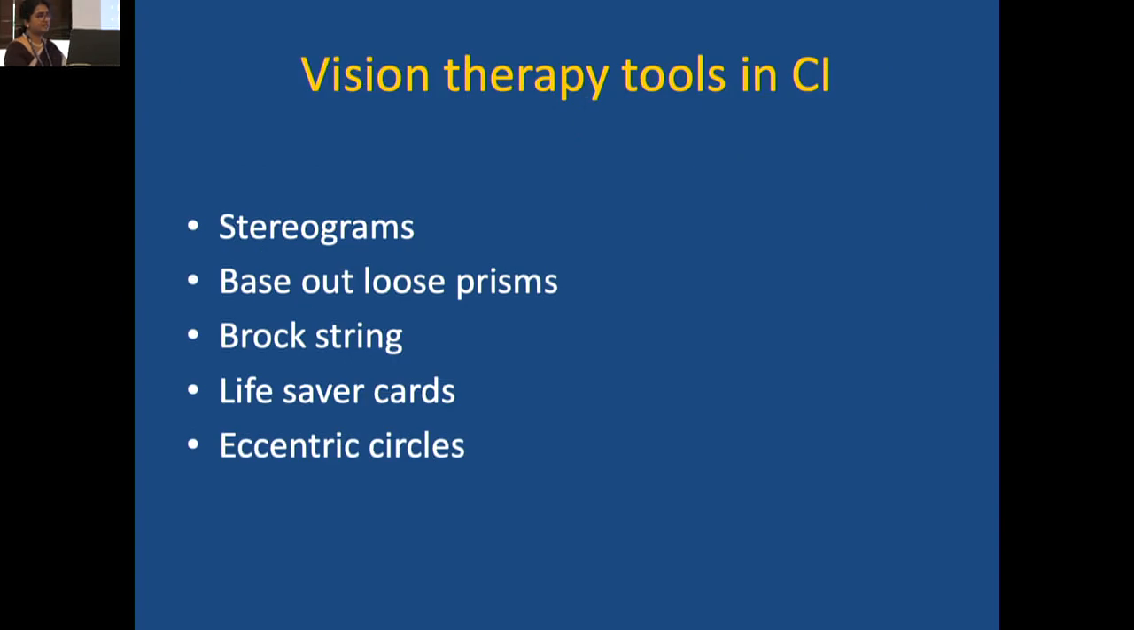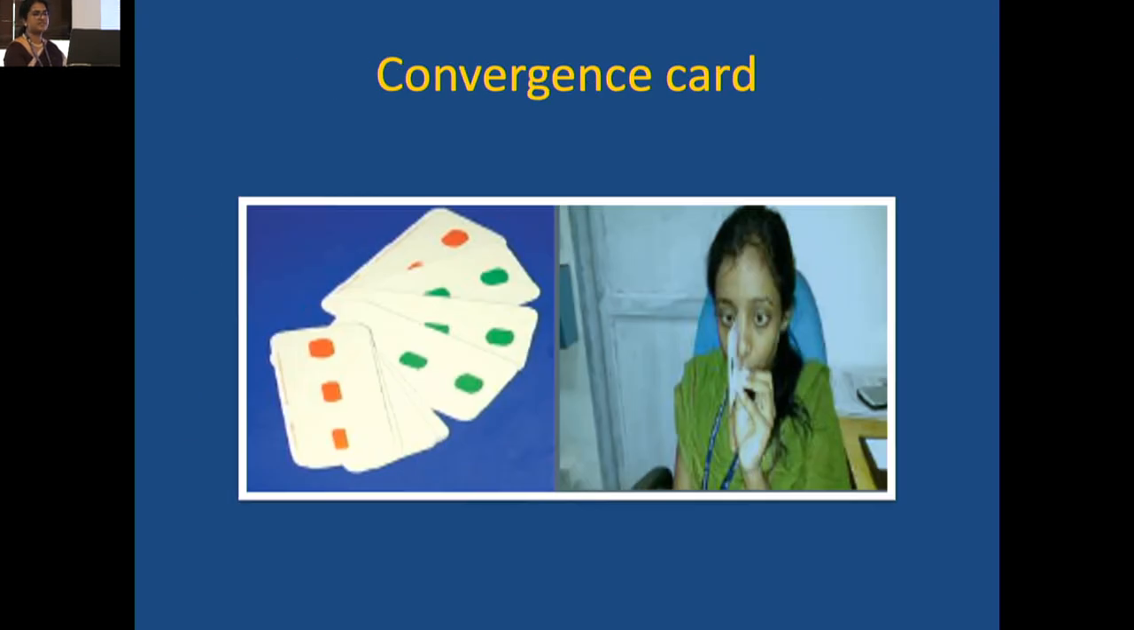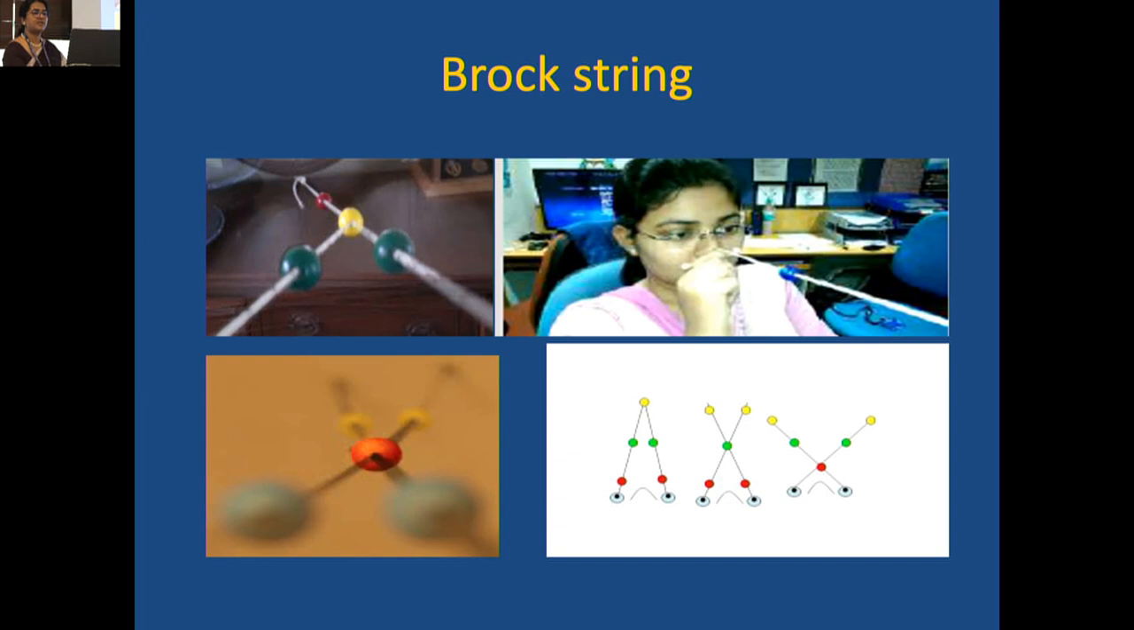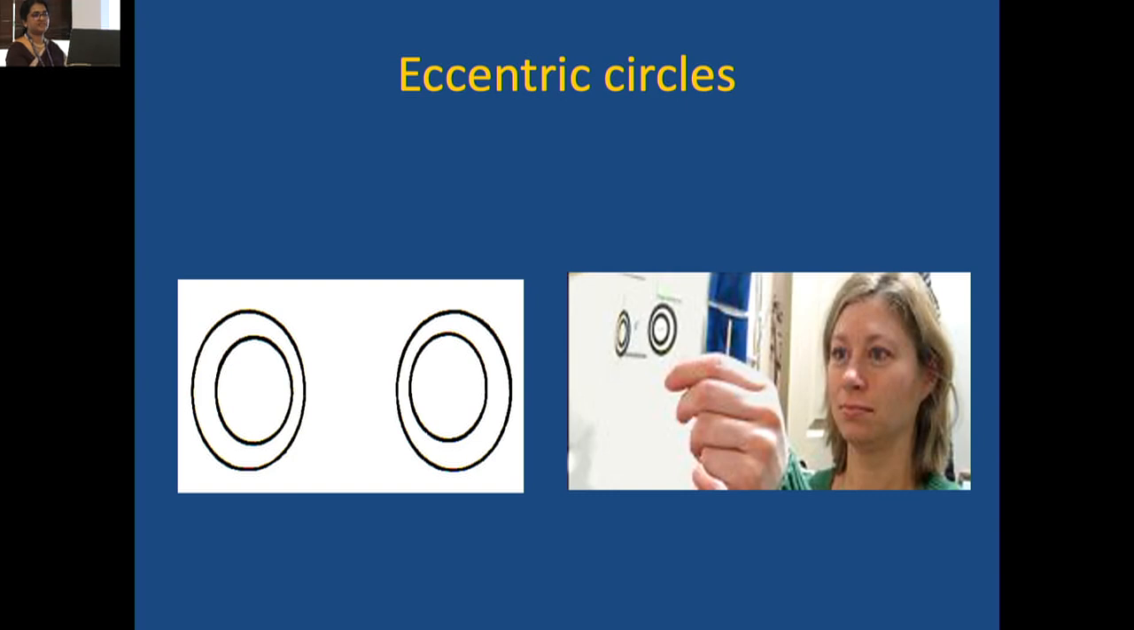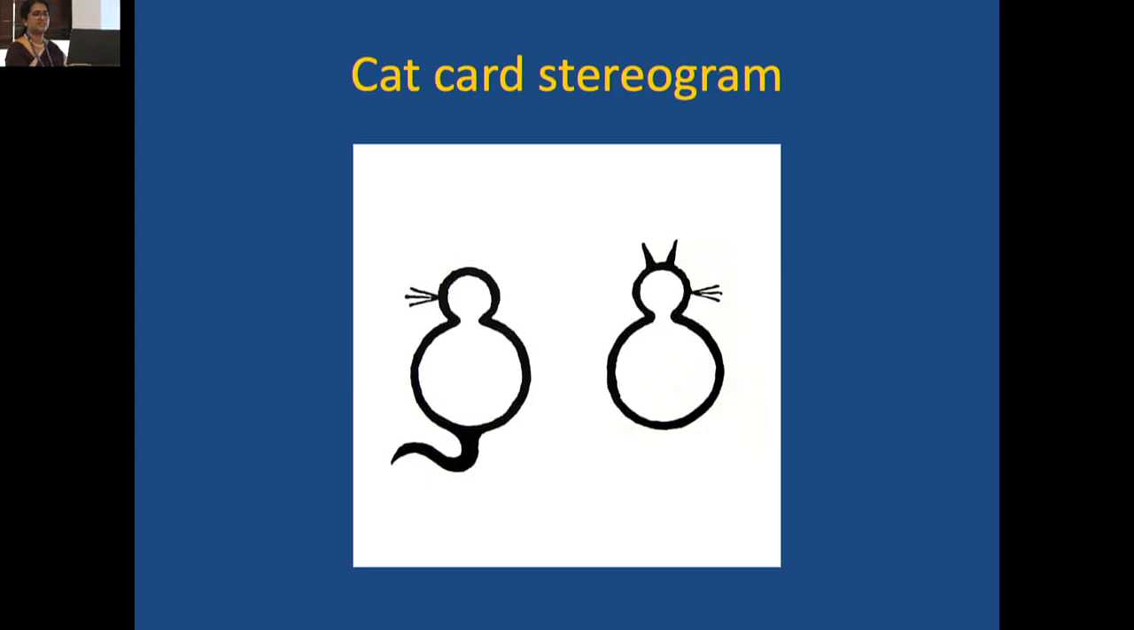So there are different therapy tools in convergence insufficiency, like a stereogram, base out prisms, Brock string, lifesaver cards, eccentric circles. So this is a convergence card. You can see the girl doing the exercise. And this is a Brock string, which works on the principle of physiological diplopia. This is a lifesaver card. This is the eccentric circles. This is a CAT card stereogram.